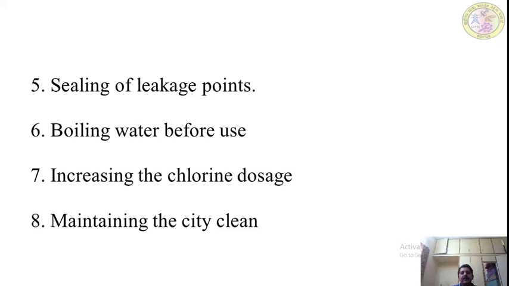Increasing the chlorine dosage. In case of epidemics, more chlorine is added for disinfection purposes. Maintaining the city clean stops most of the epidemics. So this is about the bacteriological investigations of the water.